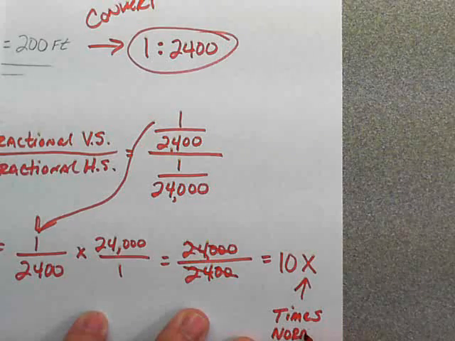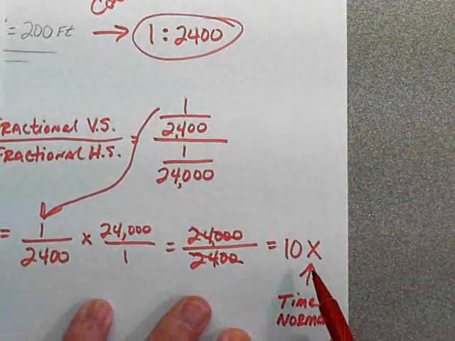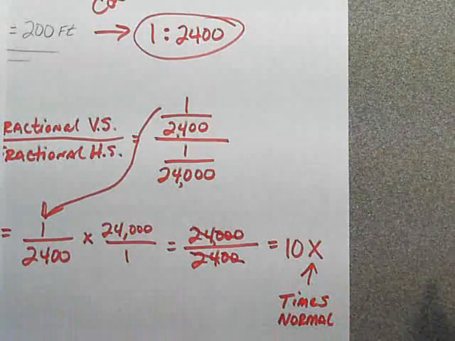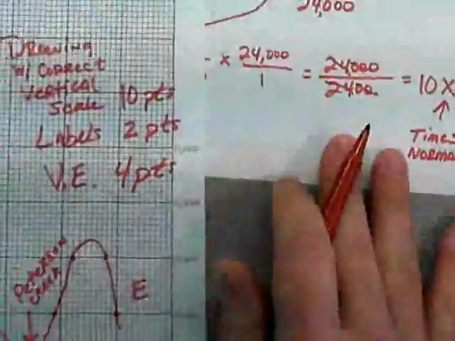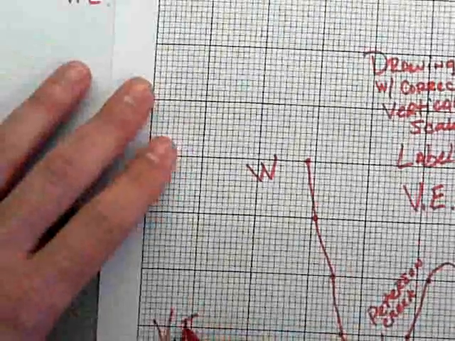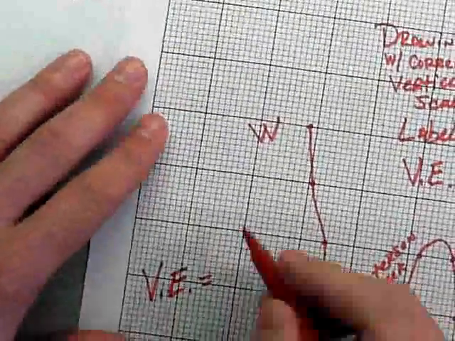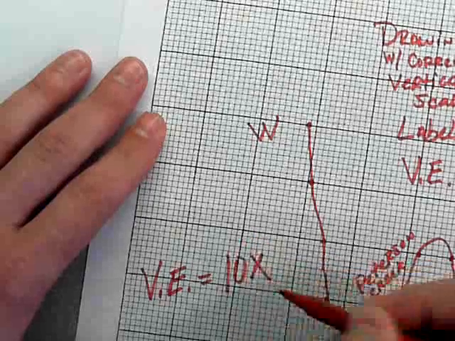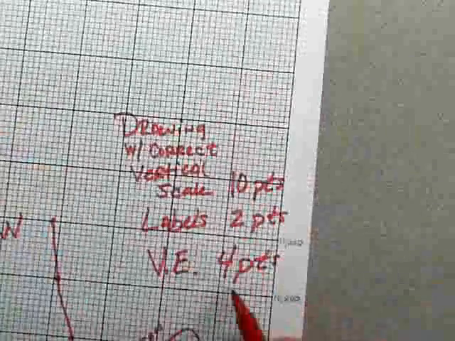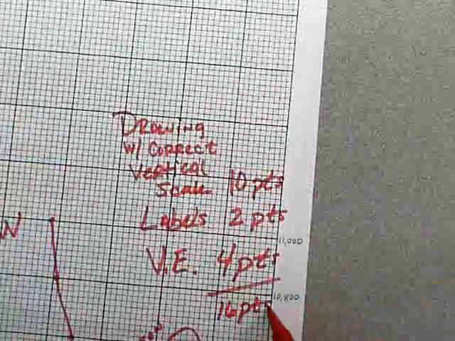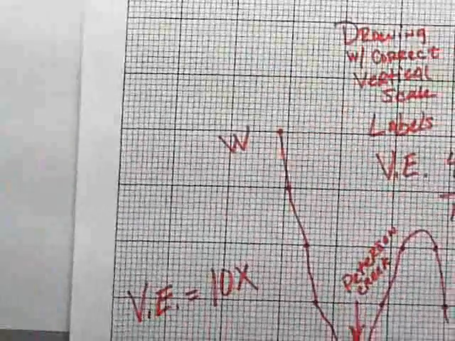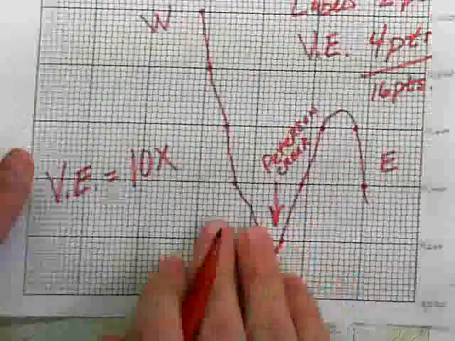So this is how much we've exaggerated the vertical profile by using a particular vertical scale and a horizontal scale of 1 to 24,000. Once we've done the calculation, we can transfer that onto our profile drawing. VE equals 10x. And that right there is the remaining 4 points, and that gives you 16 points total. Okay, so there you have it, step by step.